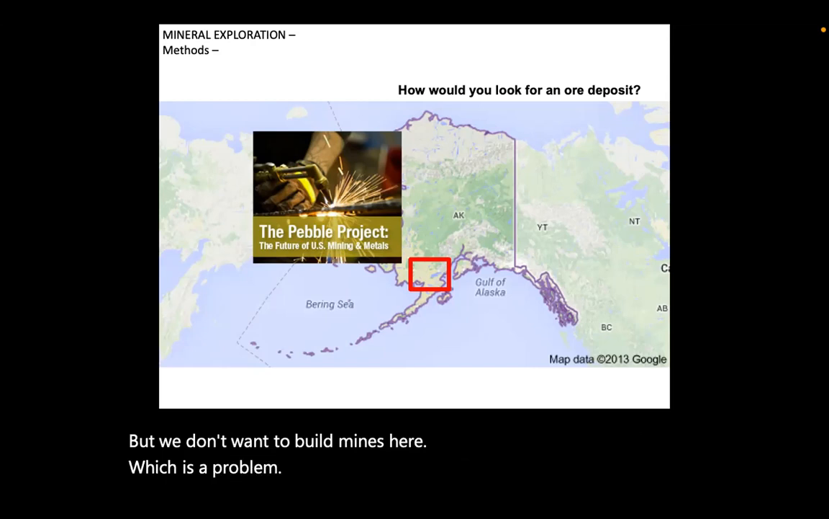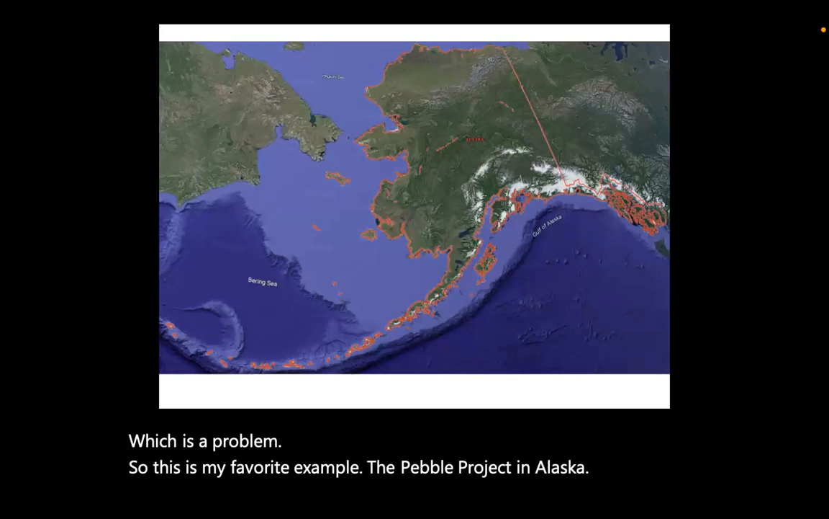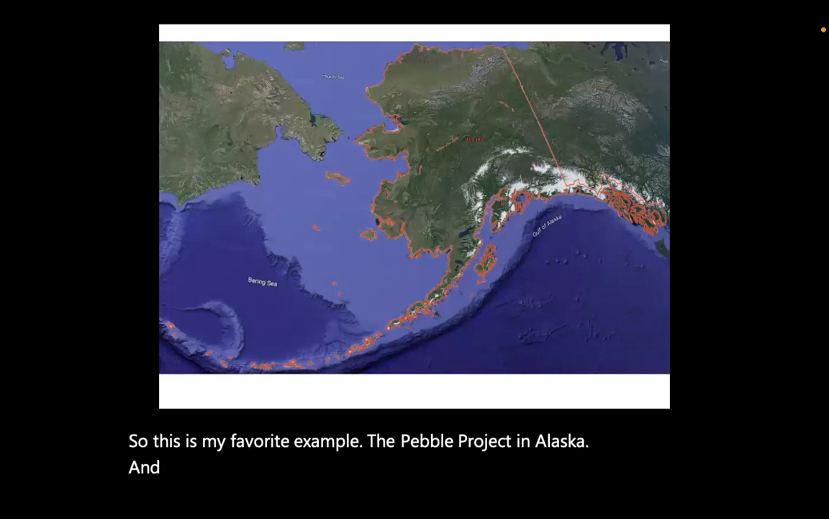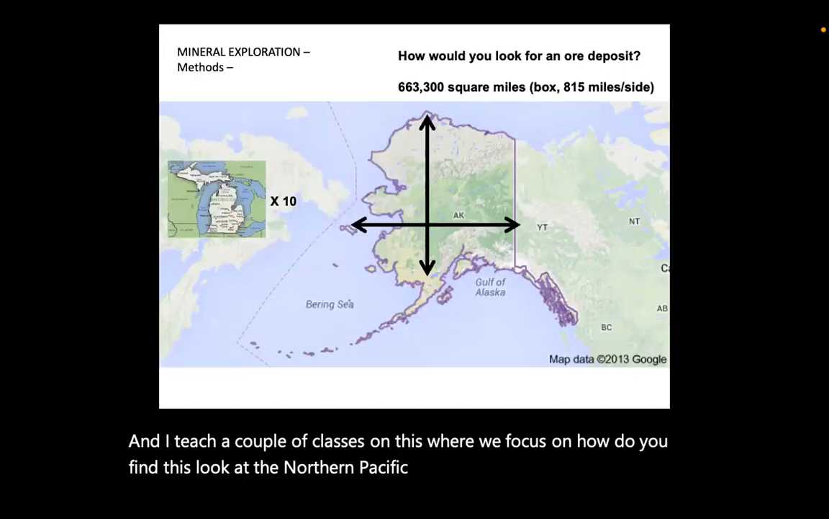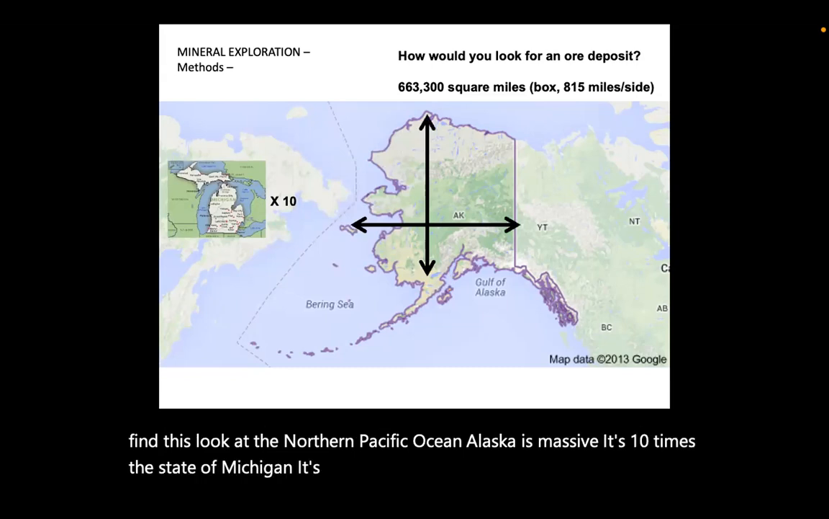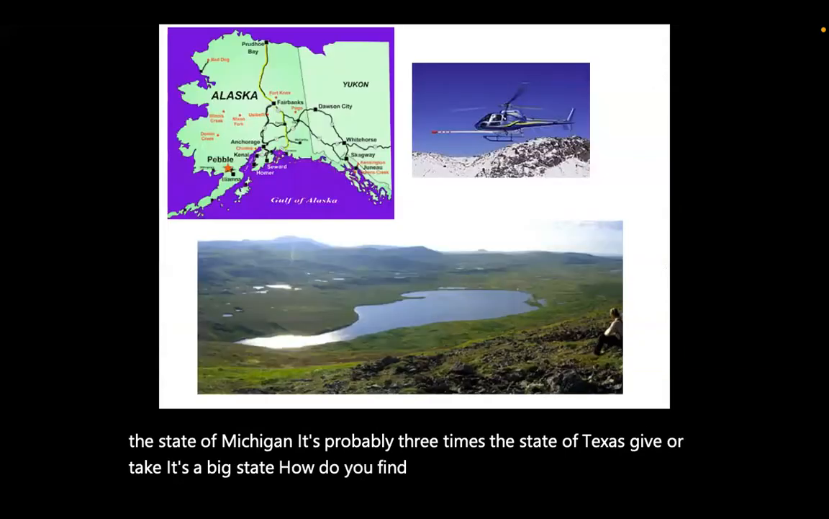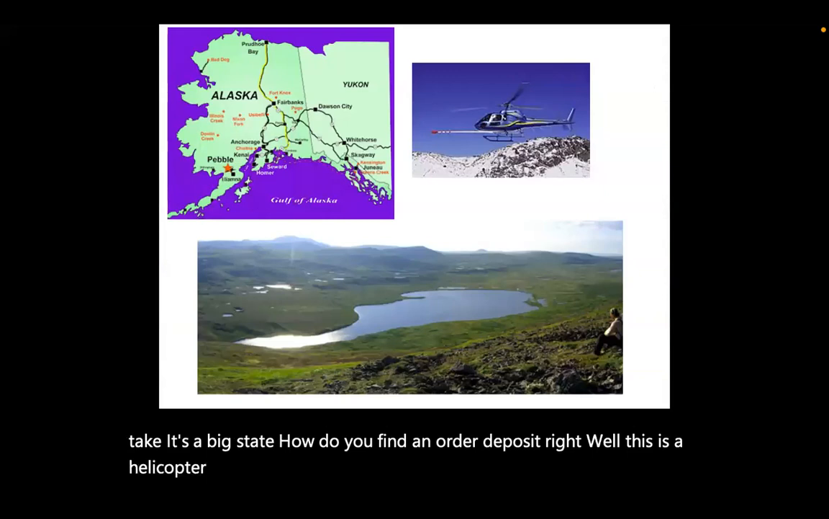So this is my favorite example, the Pebble Project in Alaska. I teach a couple of classes on this where we focus on how you find this. Look at the Northern Pacific Ocean. Alaska's massive. It's 10 times the state of Michigan. It's probably 3 times the state of Texas, give or take. It's a big state. How do you find an ore deposit? Well, this is a helicopter flying a geophysical sensor.